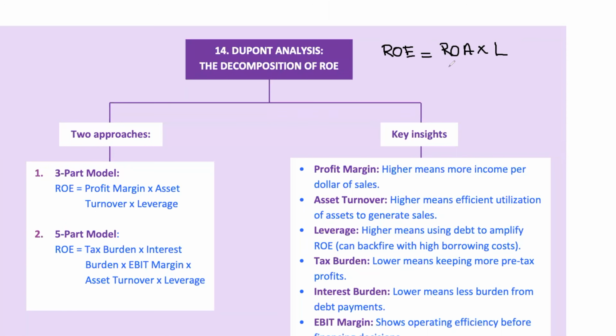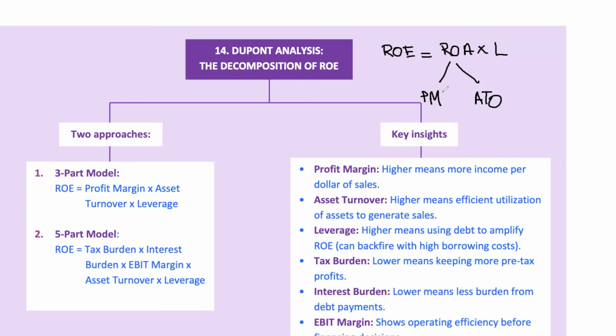Think of ROA as a two-layer cake. The first layer is profit margin. It tells you how much profit you pocket from each dollar of sales. Higher profit margins, that means you're nailing it with your pricing or keeping costs under control like a pro. The second layer is asset turnover. This one measures how hard your assets are working to churn out sales. More sales per asset dollar, that's the sign of a lean, mean business machine.